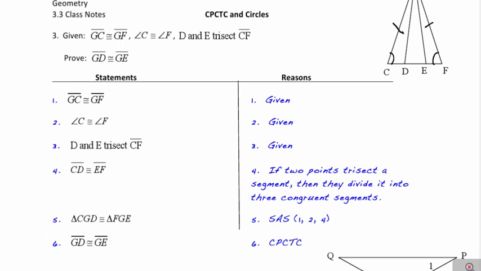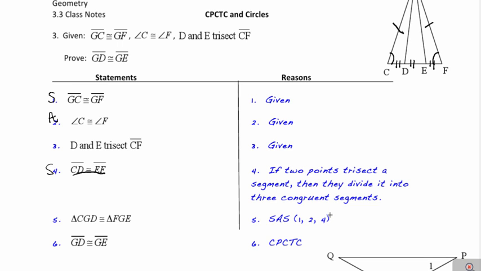So we just need one more thing to get the triangles congruent, and it has to do with that third given. Recall that the word trisect means it divides it into 3 congruent parts, but we really only care about CD being congruent to EF because those are the 2 sides in the triangles. So I would say then that segment CD is congruent to segment EF because if 2 points trisect a segment, then they divide it into 3 congruent segments. But again, like I said, you really only need the 2 that are in the triangles.